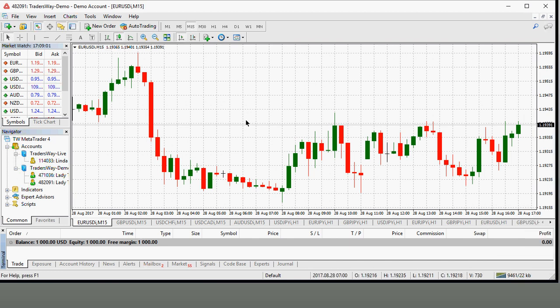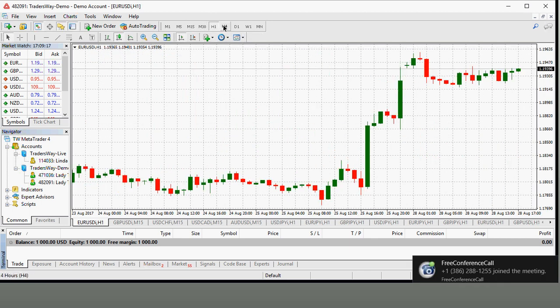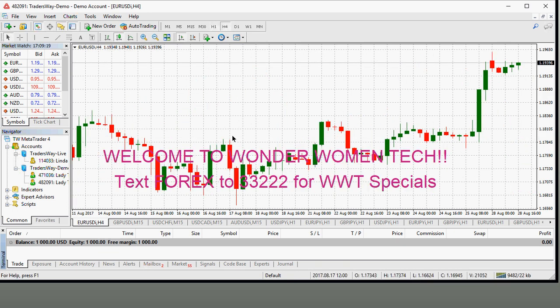Once we go up to the top, the most important aspects of your toolbar are going to be your time frames, your 15-minute, your 30-minute, your hour, your 4-hour, and your daily. So definitely become familiar with switching from one time frame to another.